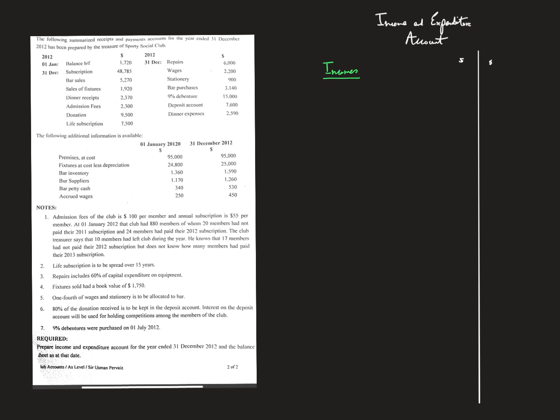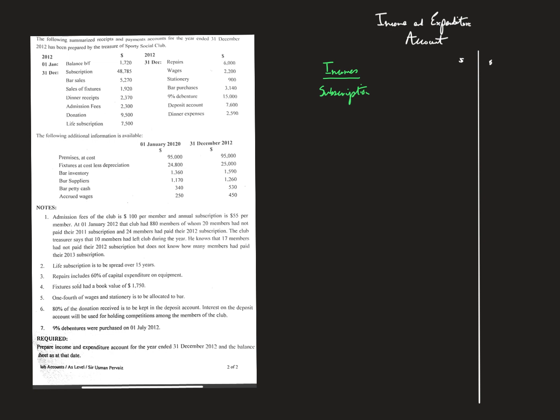Alright, so today we're going to start with the income and expenditure account. We did a few workings yesterday. The first thing for a non-profit organization, the first compulsory income, will be subscription. We made a subscription account yesterday, but it wasn't for that purpose, right?